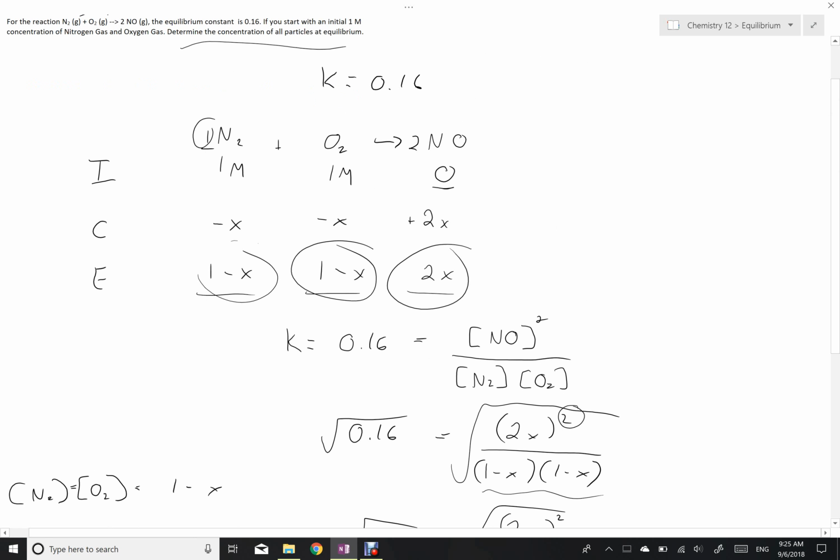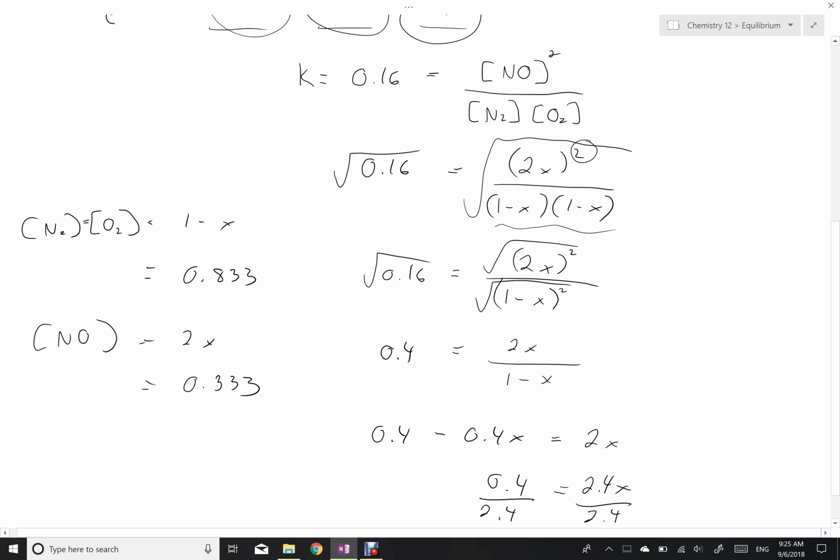Some of the nitrogen gas will get used up, some of the oxygen gas will get used up, some nitrogen monoxide will be produced until we reach these new concentrations, at which time the forward reaction rate and the backward reaction rate will become constant and the two things will stop changing.